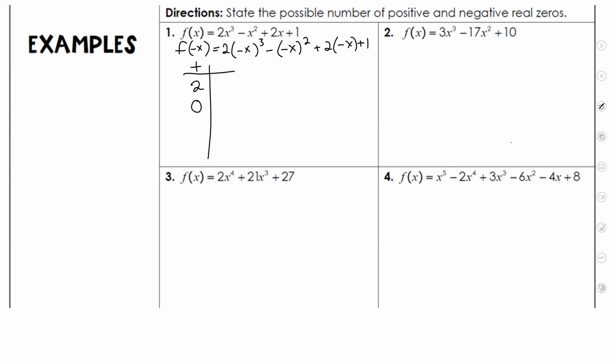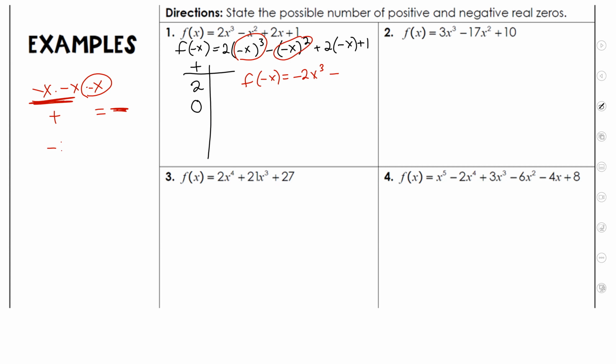This says negative x cubed. That means negative x times negative x times negative x. What's a negative times a negative? Positive. And what's this positive times this negative? So I'm going to have a negative. So that means this will become a negative 2x cubed. Minus, let's see what I get here.